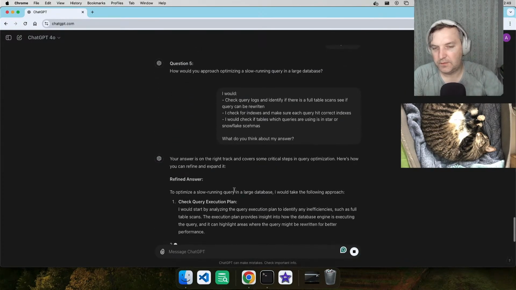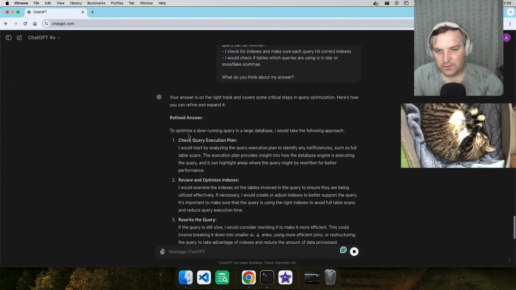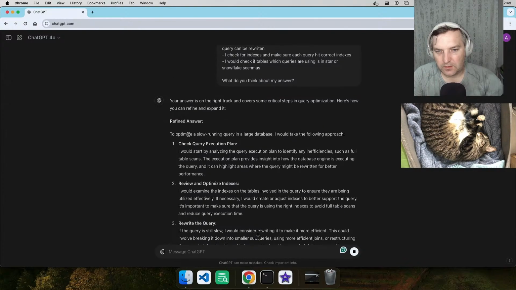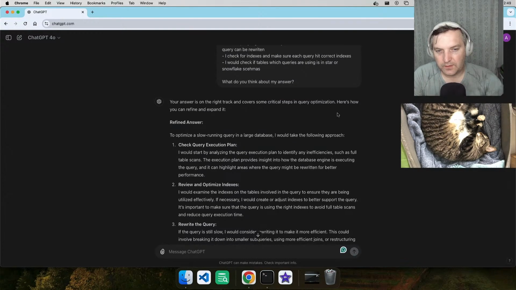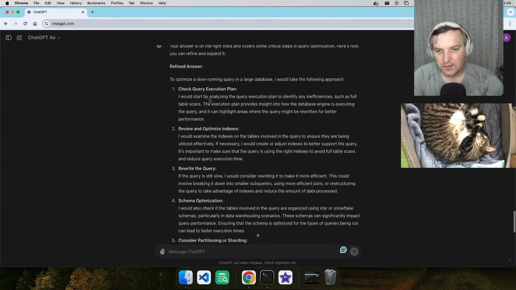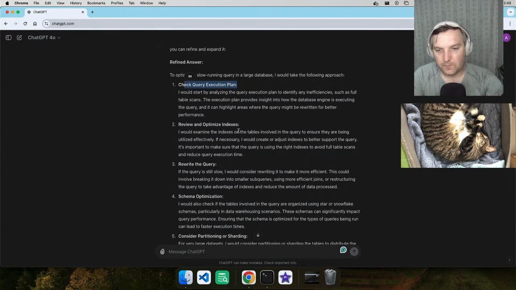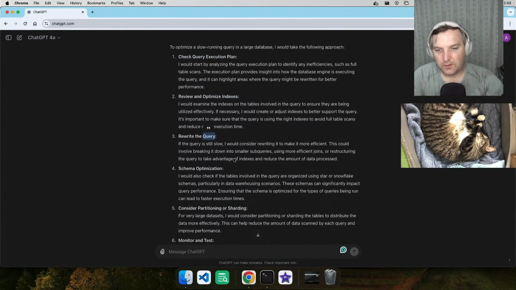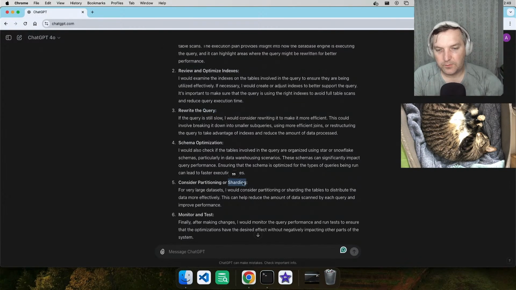Let's see how that goes. So your answer is on the right track and covers some critical steps. Query optimization. Here's how you can redefine. Check query execution plan. Right, yeah. Review and optimize indexes. Yes. Rewrite the query. Yes. Schema optimization. Yes. Consider partitioning and sharding.